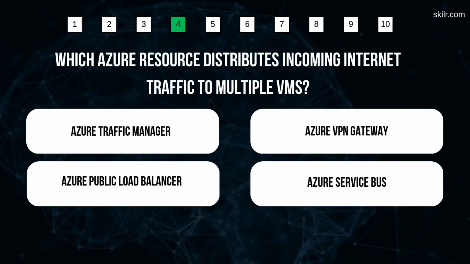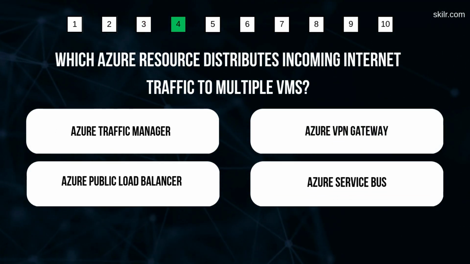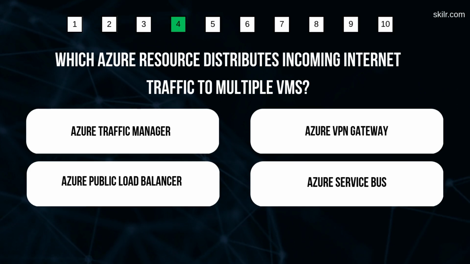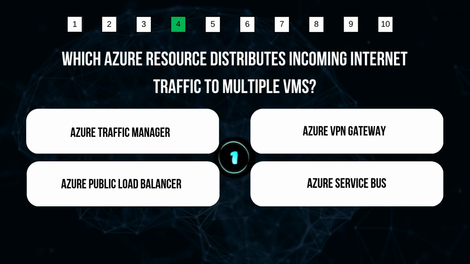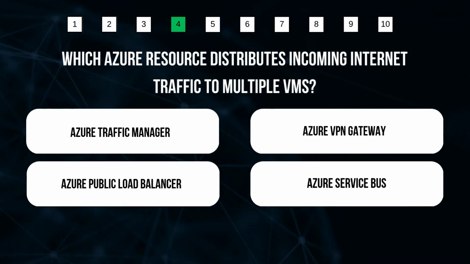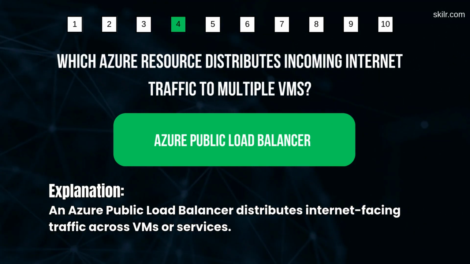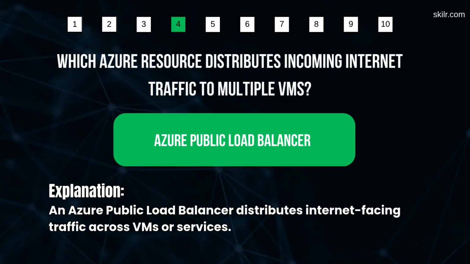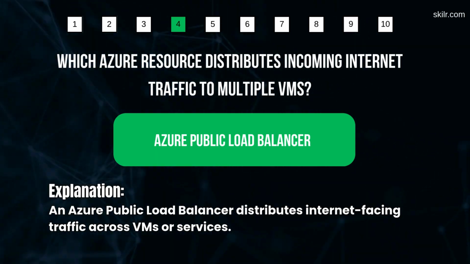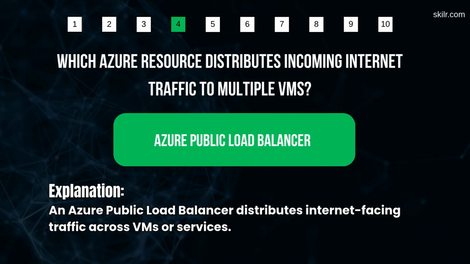Question 4. Which Azure resource distributes incoming internet traffic to multiple VMs? The correct answer is Azure Public Load Balancer. An Azure Public Load Balancer distributes internet-facing traffic across VMs or services.